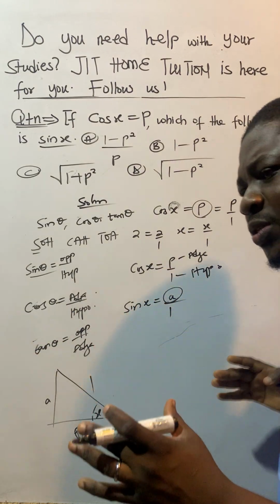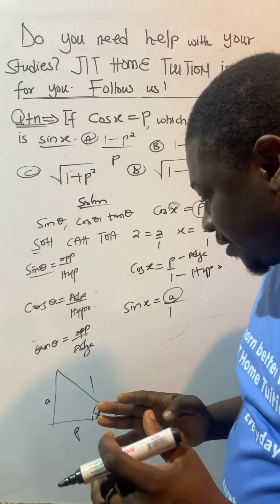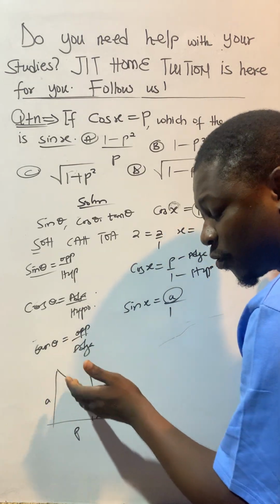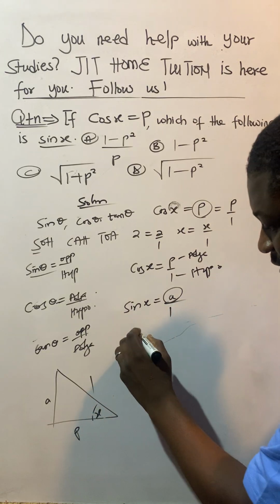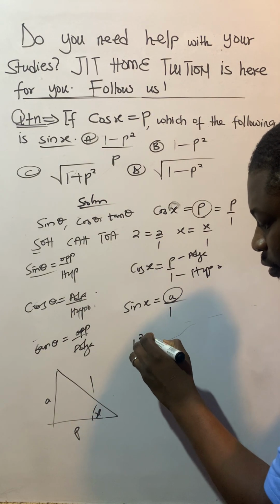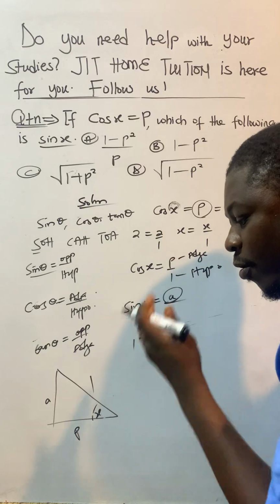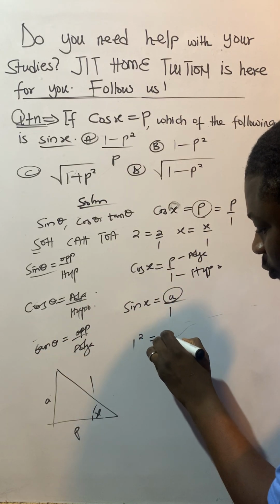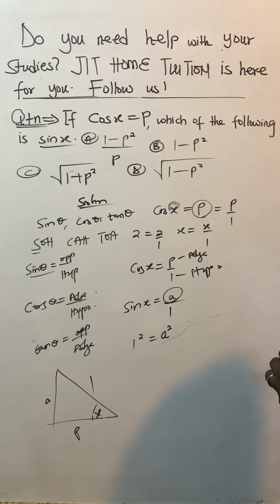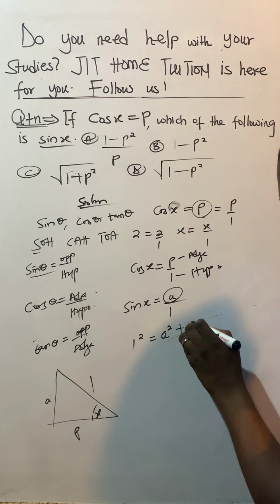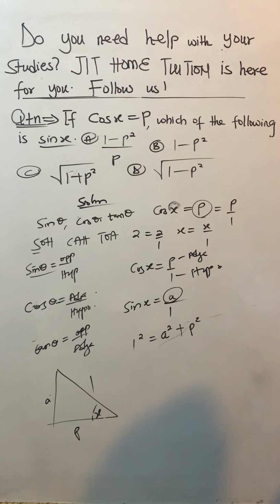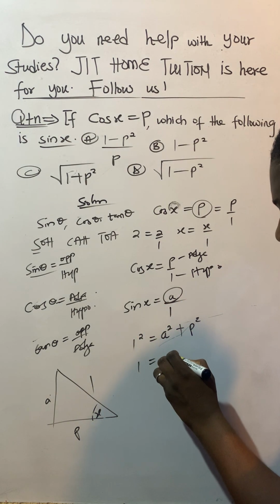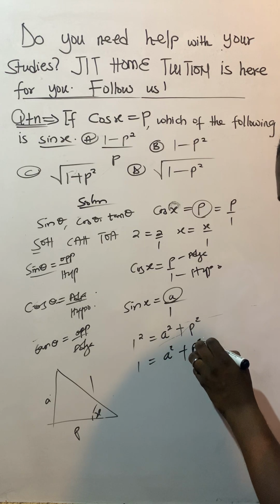All right. Now, the principle of the Pythagoras theorem says that the square of the length of the hypotenuse, so in this case 1, should be equal to the sum of the squares of the other two sides. So in this case, it will become what? A square, all right, plus p square. I hope you are following. Now, 1 square will give you 1. That is 1 times 1. Then you have a square plus p square.